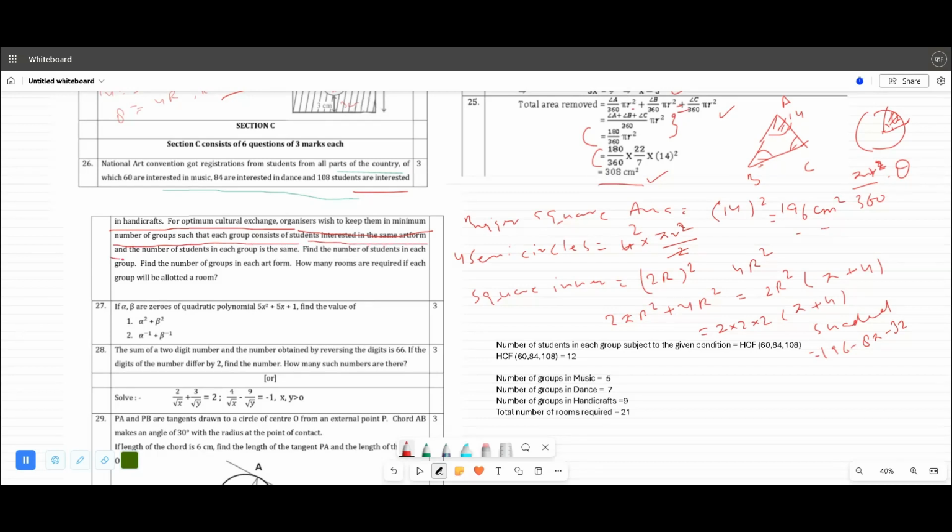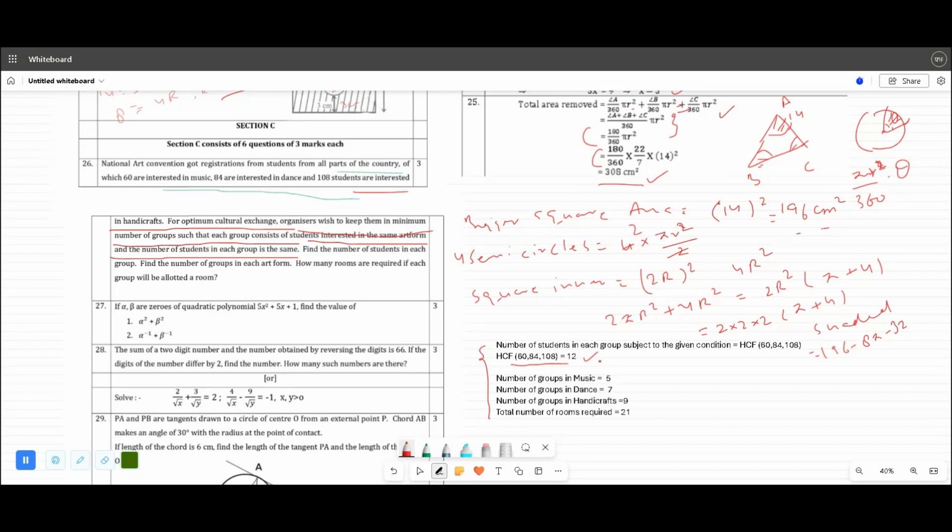Okay, so each art form should be an individual group and number of groups should be whole number, and the number of students in each group is the same. That means what? आपको यहाँ पर highest common factor निकालना है तीनों ग्रुप्स का. हाईएस्ट कॉमन फैक्टर क्या होगा? सो दैट आप देखिए 60, 84, 108 का हाईएस्ट कॉमन फैक्टर होता है 12. 12 5 जा 60, 12 7 जा 84, 12 9 जा 108, right?